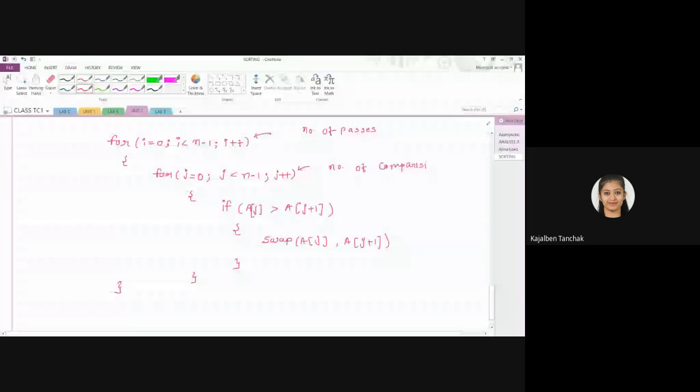Okay. So your time complexity will always be dependent on number of passes and number of comparisons. How many comparisons you are making in this algorithm, your time complexity will be based on these two parts, right? Okay, so this is how your algorithm will work, right? So let us trace this algorithm with the help of this pseudocode.